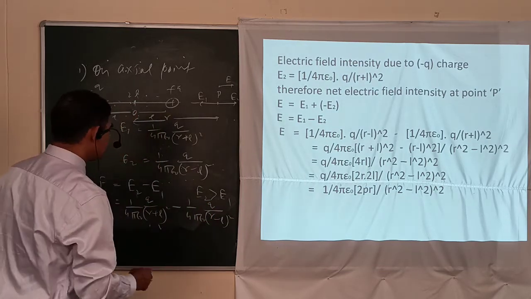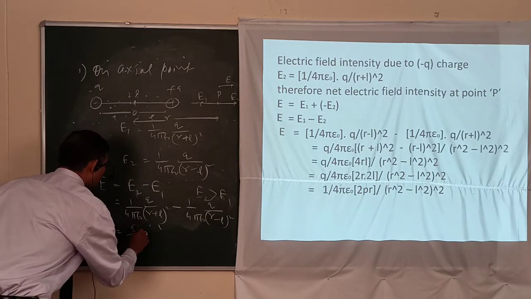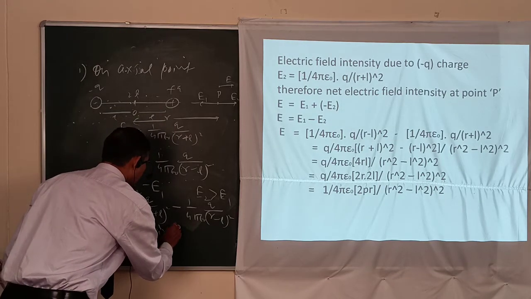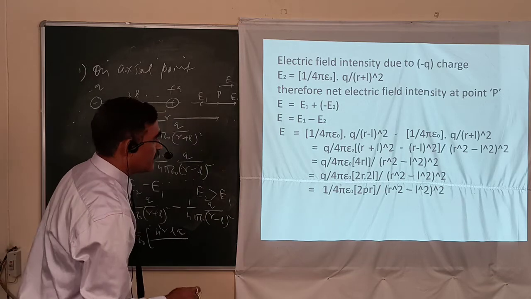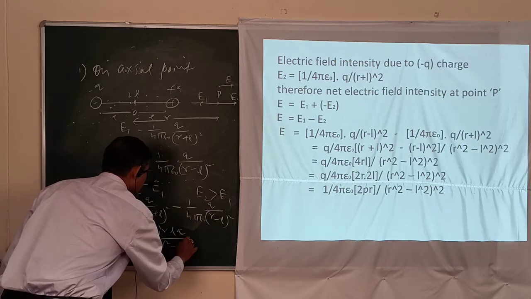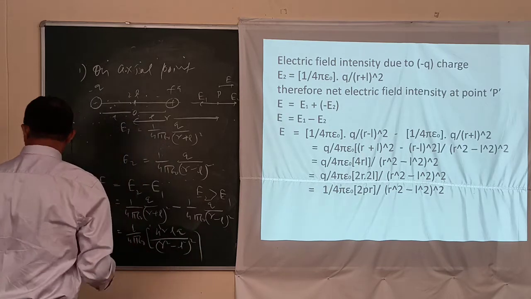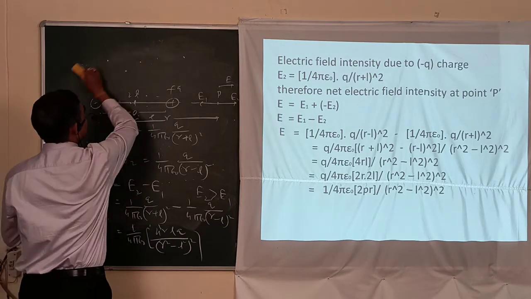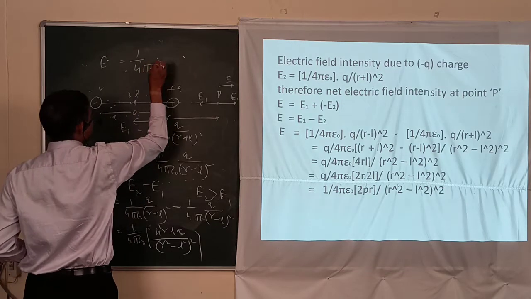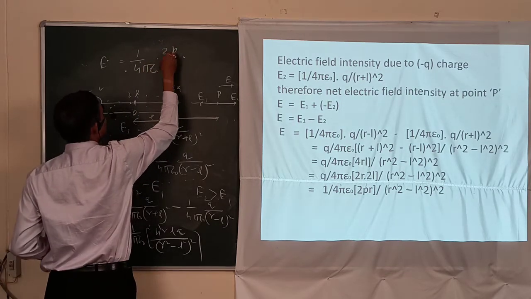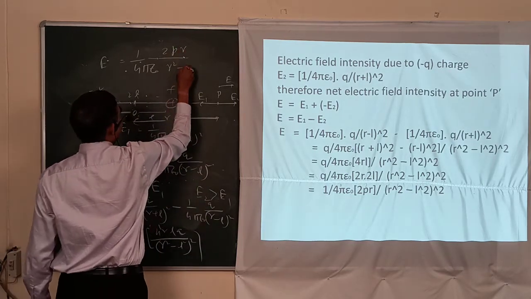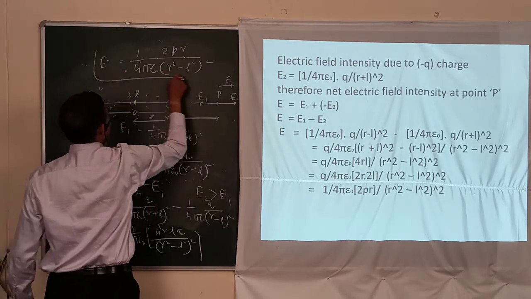When we calculate these things, we get q upon 4 pi epsilon naught common, and here we will get 4rL q divided by (r square minus L square) whole square. Finally it will become E equal to 1 upon 4 pi epsilon naught, 2pr upon (r square minus L square) whole square. So this is the formula for that.